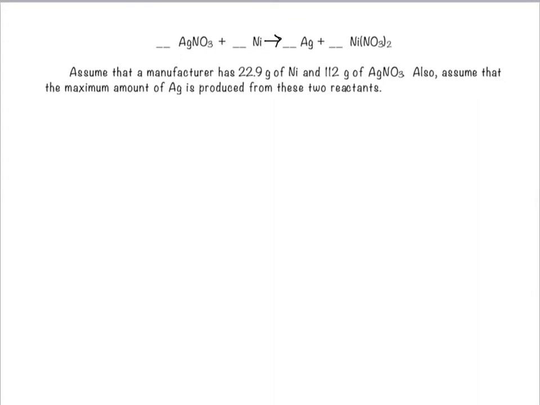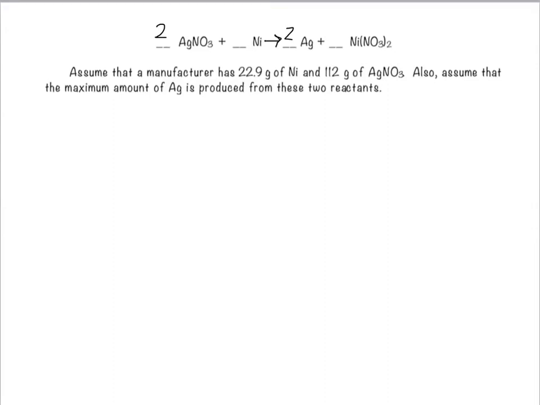So as always, the first thing I like to do is balance the formula equation. And to do so, let's see, I need a 2 in front of the silver nitrate. I need a 2 in front of the silver. Everything else should be balanced. What I do is I actually solve the last question first. I calculate the grams of silver that are produced, and then I go back and answer the others.